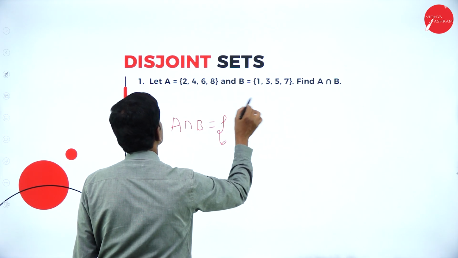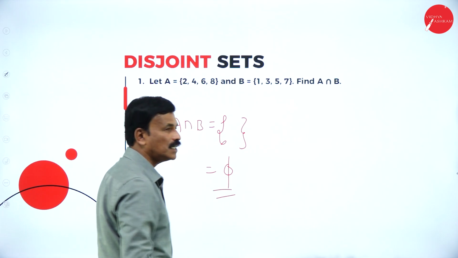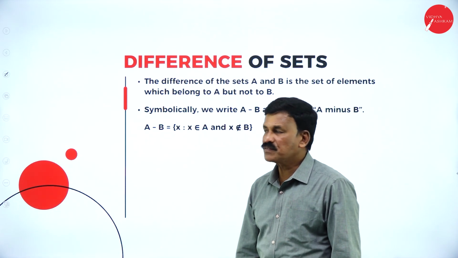So then 6, nothing is there. So that is a null set. That means A and B are disjoint sets. Let us know regarding difference of two sets.